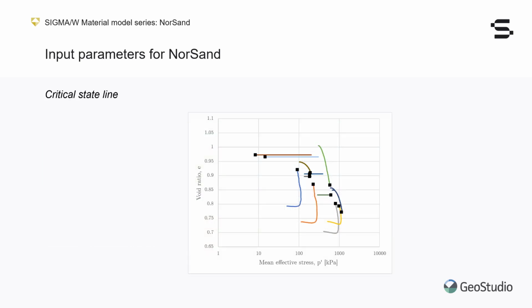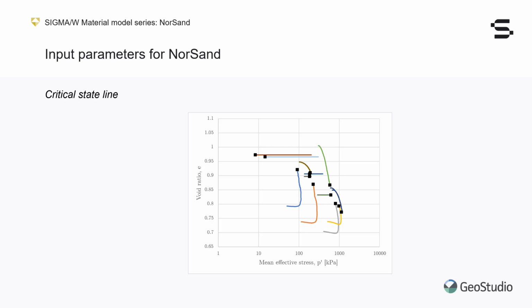Here are 12 triaxial compression tests from our dataset, expressed as void ratio mean effective stress plots. Notice that some tests are straight lines here. These are the undrained tests, during which the void ratio cannot change because volumetric deformations are prevented by the undrained boundary condition. I have identified the end of each test by a black square.